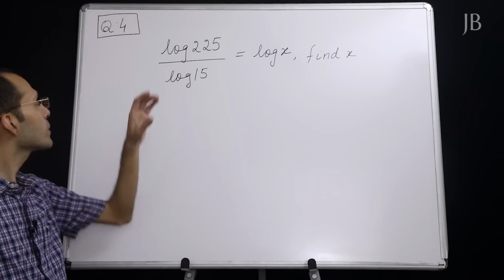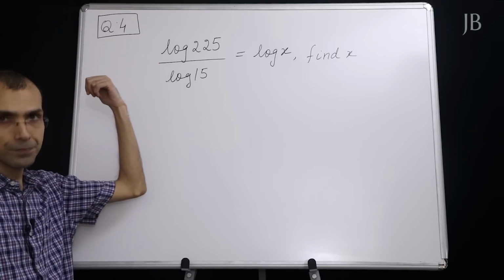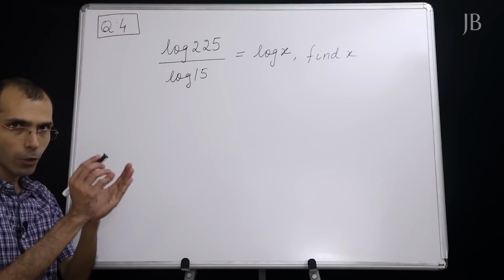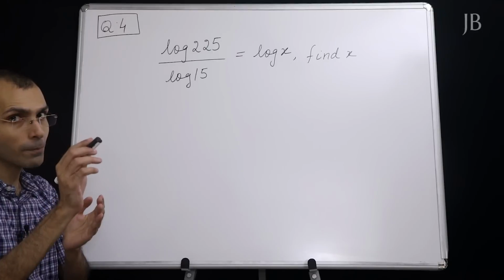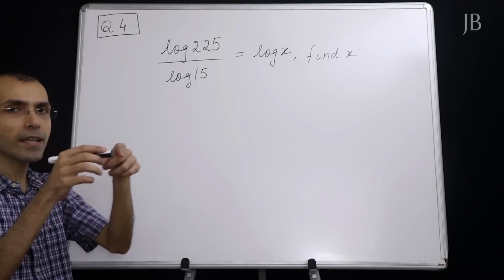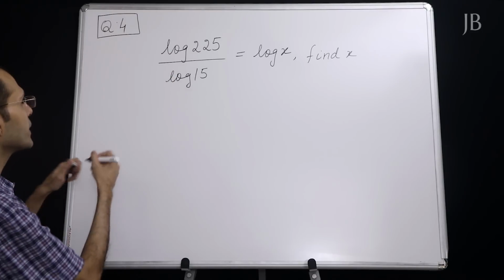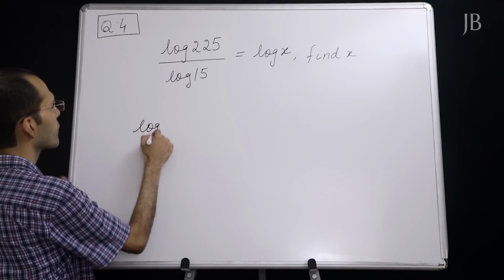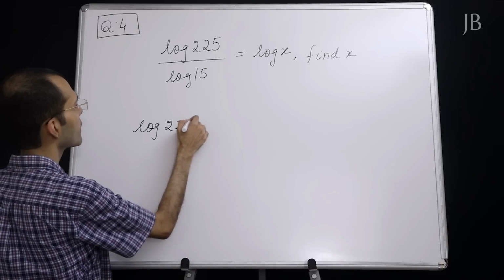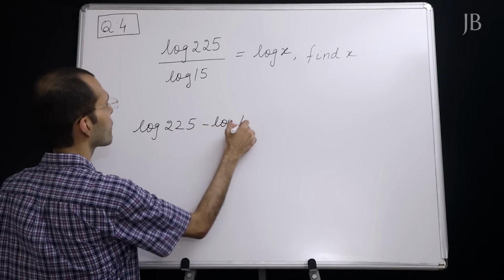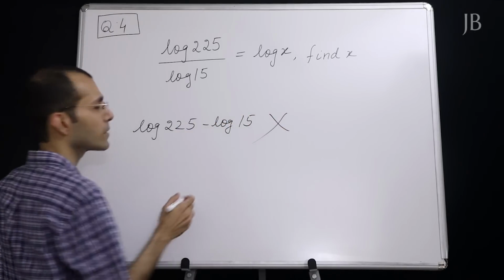Understand the difference between question 4 and question 3. There we applied log a minus log b, that is log of a by b. But here we can't apply that law. We cannot write this as log of 225 minus log of 15. This is not possible.